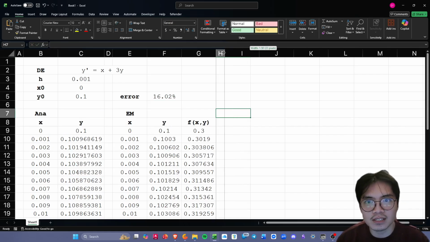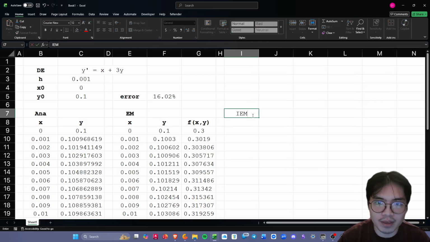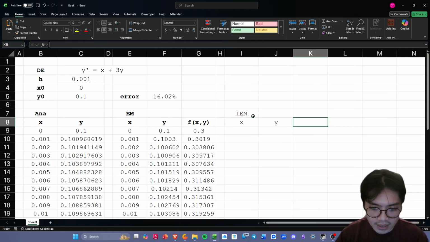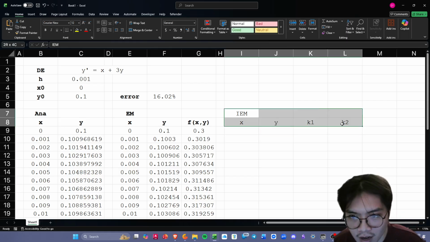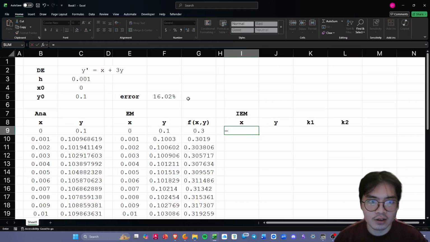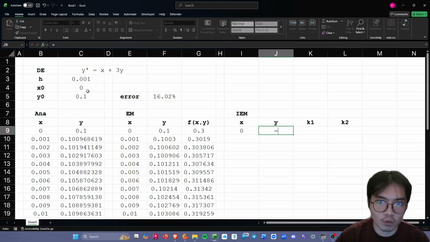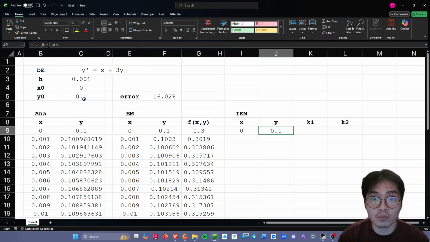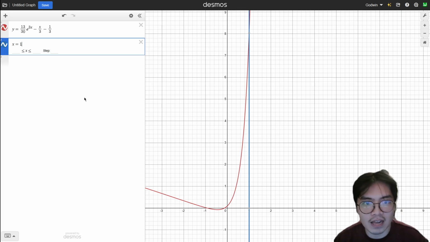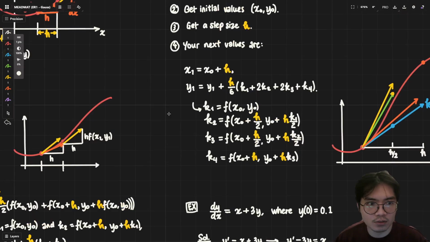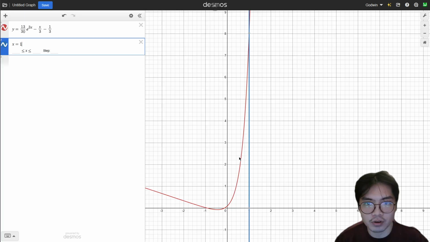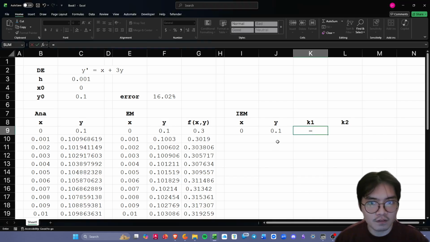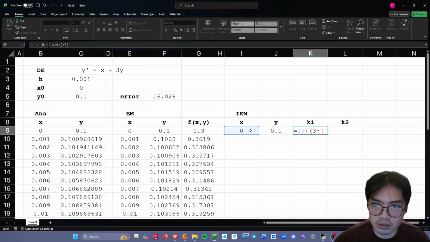Okay, so now let's see what the IEM, the improved Euler's method, can do. We have x, y, and then we have values of k1 and k2. Let us religiously follow what they are telling us to do. We will have x0 in here, and y0 as well. Then we compute this value of k1, which is just the solution of f of x0 and y0, basically the original function, x plus 3 times y.